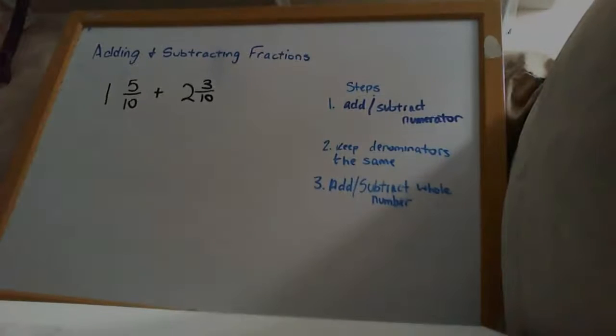So this week we are talking about adding and subtracting fractions. Alright, so there are 3 simple rules to adding and subtracting fractions. Number 1, step 1, add and subtract the numerator. Step 2, keep the denominators the same. And step 3, add and subtract the whole number.